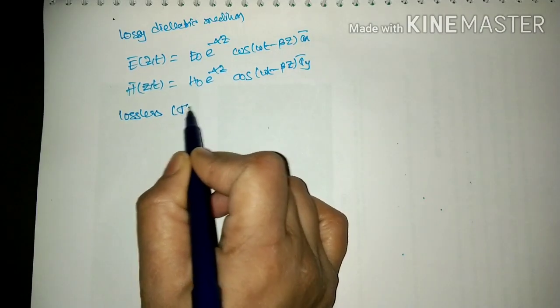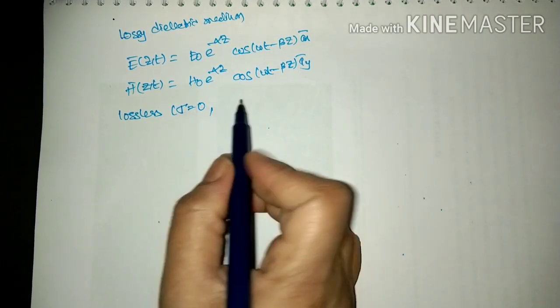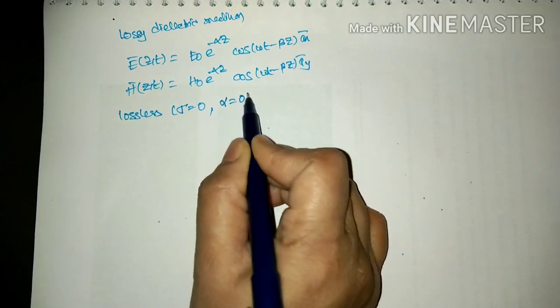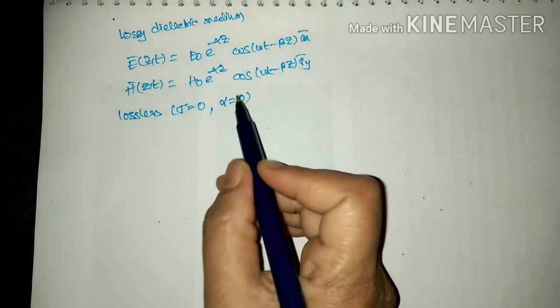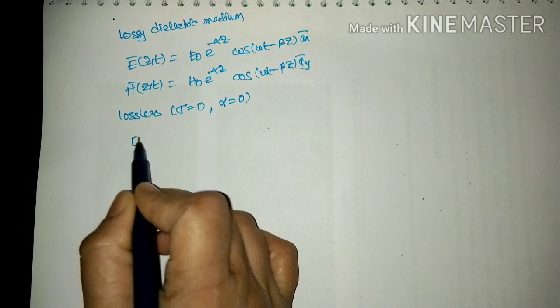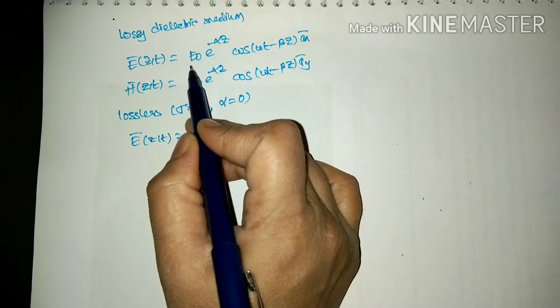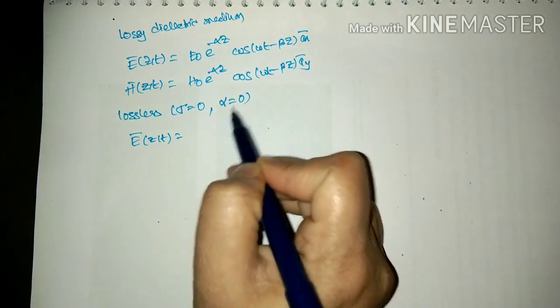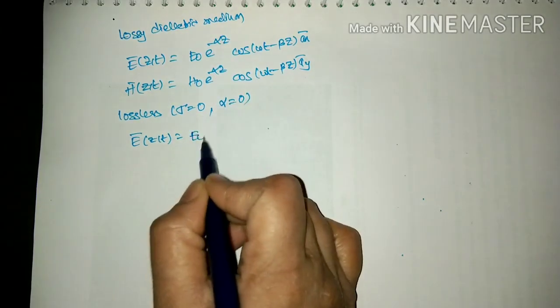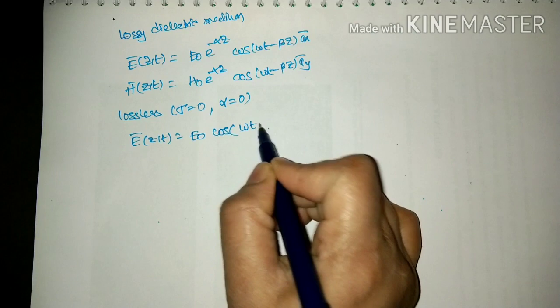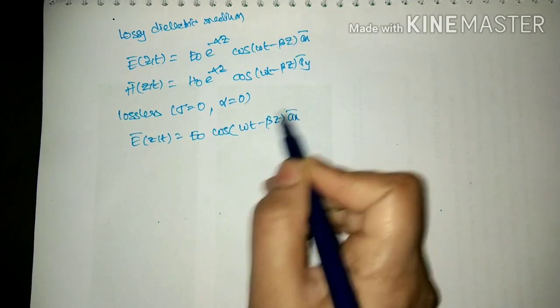For a lossless medium, the conductivity will be equal to 0. When the conductivity is equal to 0, the attenuation constant is also equal to 0. Then the equations for the electric field and magnetic field will be reduced to E naught e power minus alpha z. In place of alpha, if you put 0, you will get E naught cos of omega t minus beta z ax bar.